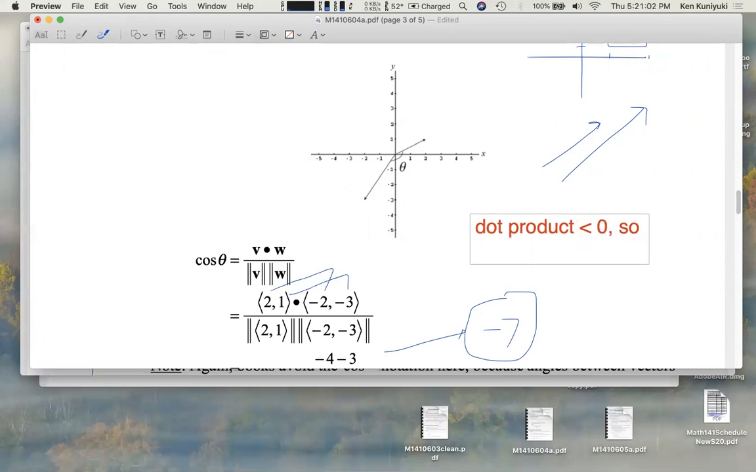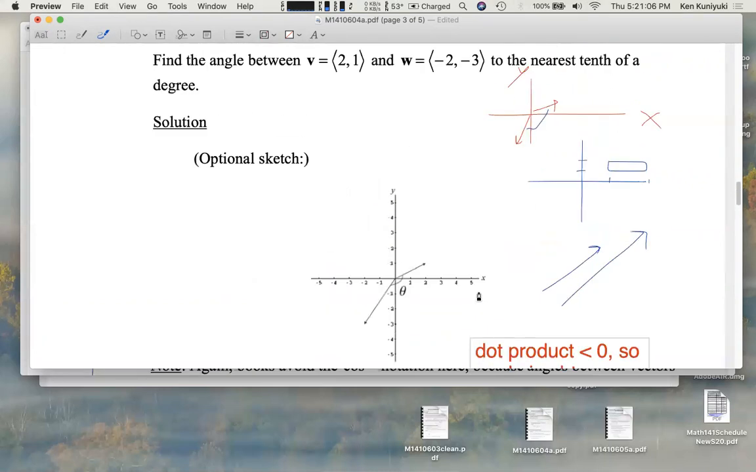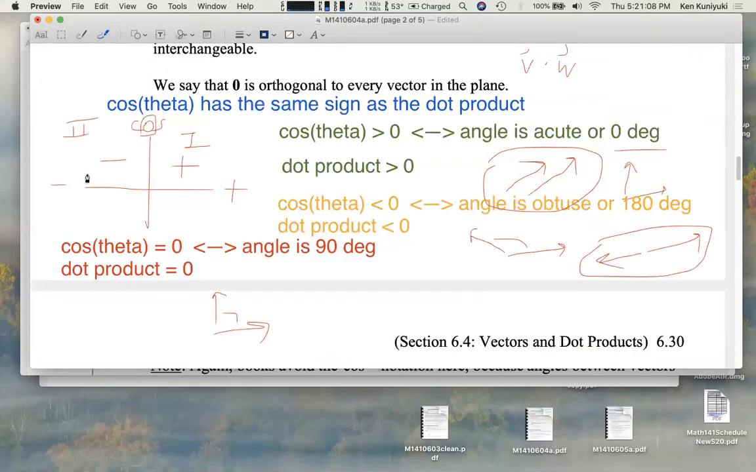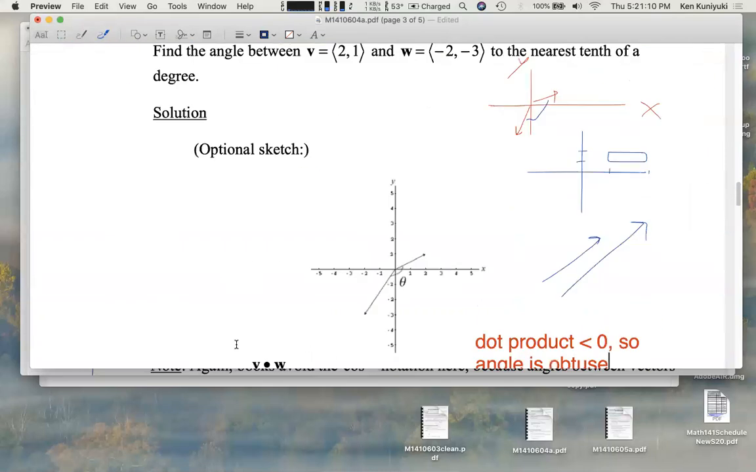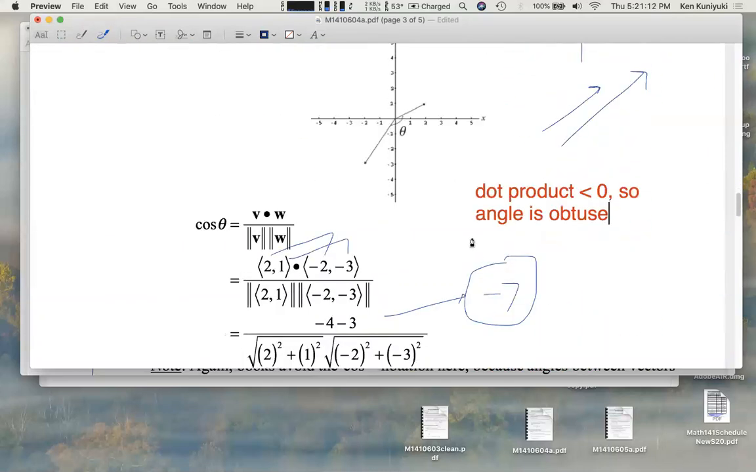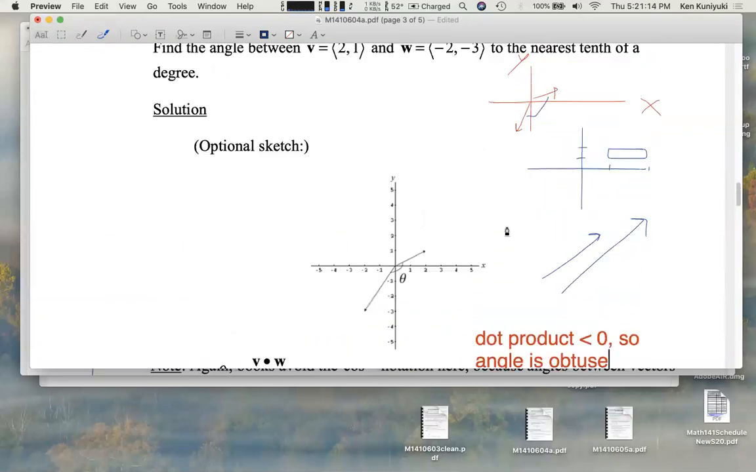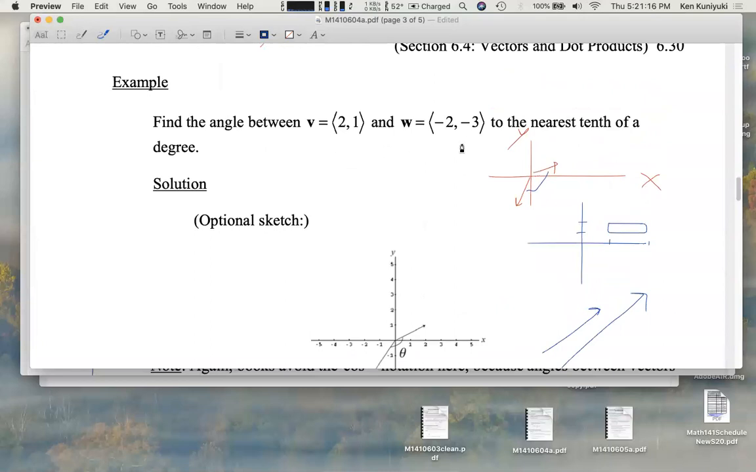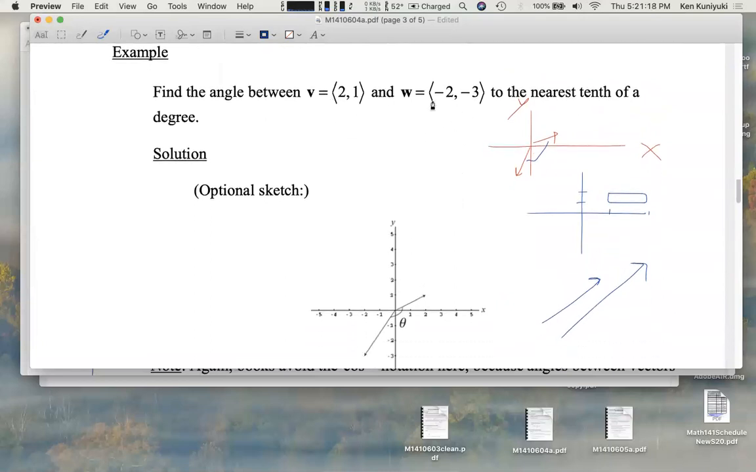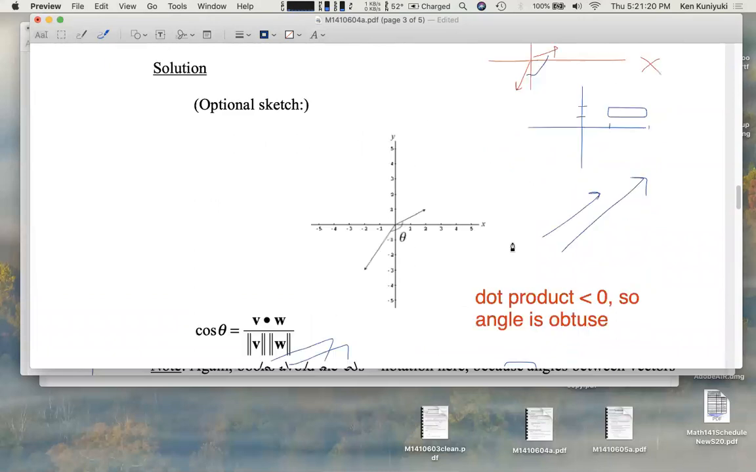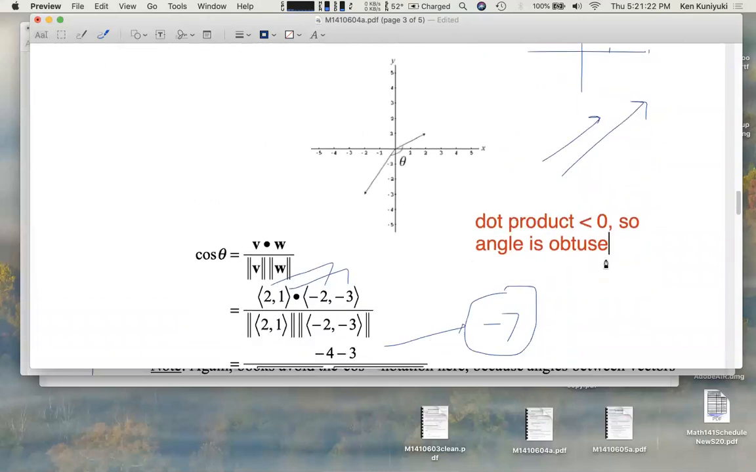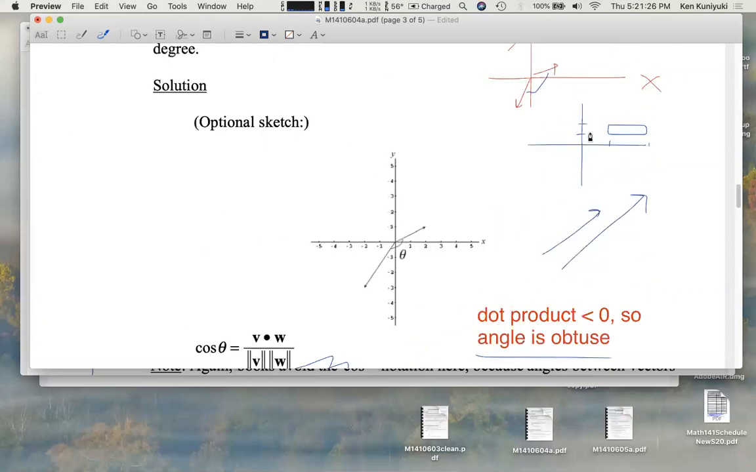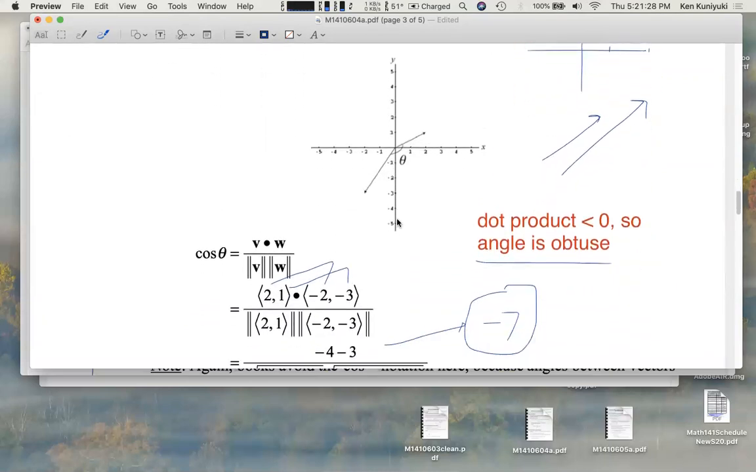So that means right off the bat, we know that the angle is going to be obtuse, right? Because cosine is negative in quadrant 2. Okay, the angle is going to be obtuse. Or they point in opposite directions. But the thing is, these are not scalar multiples of each other. So they're not parallel. So we know the angle is going to be obtuse, which we can see from our sketch, or from a computer.